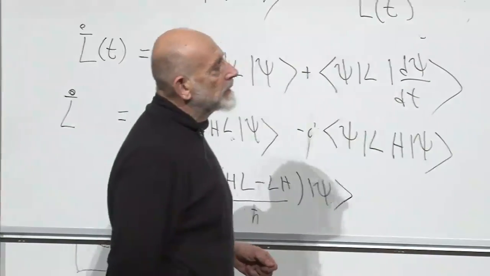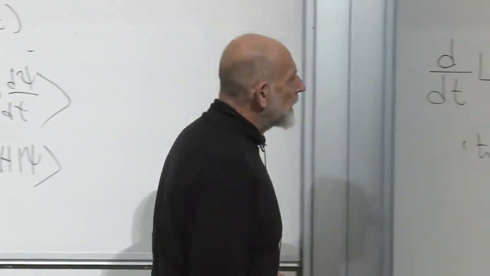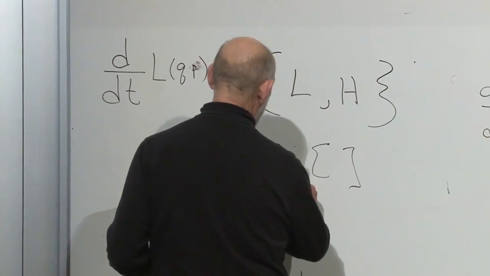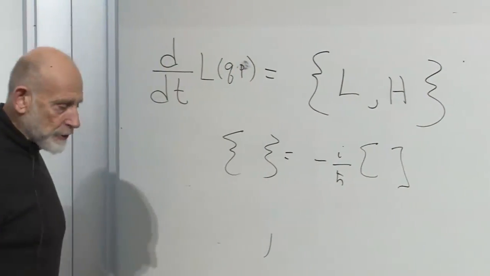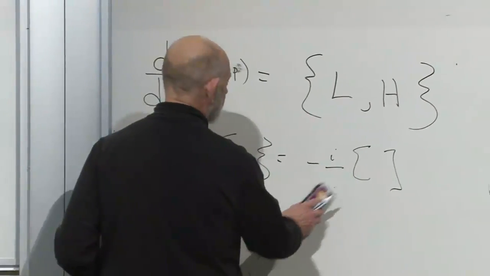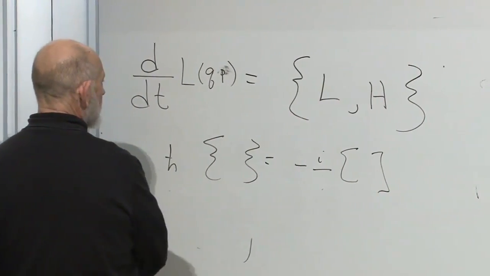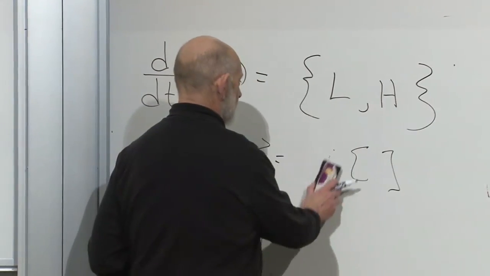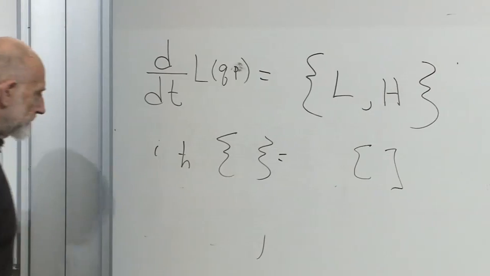Okay. No, I don't think so. I think we had a minus i on this side, minus i over h bar, multiply by h bar, and now multiply both sides by i, and use that minus i times plus i is 1. Yeah.